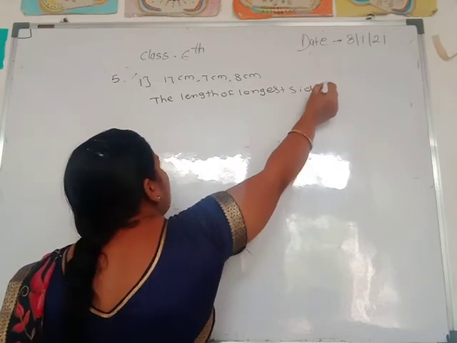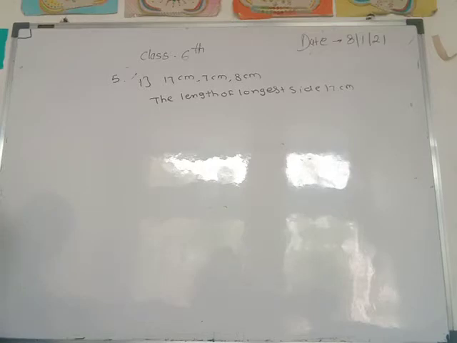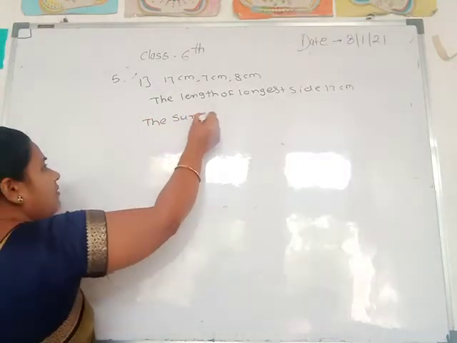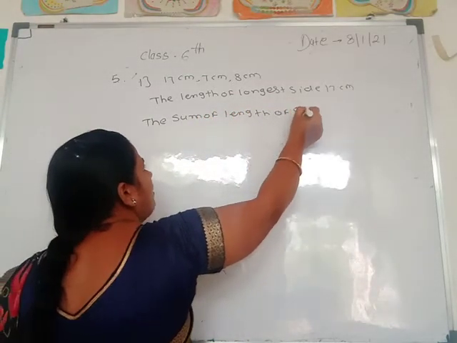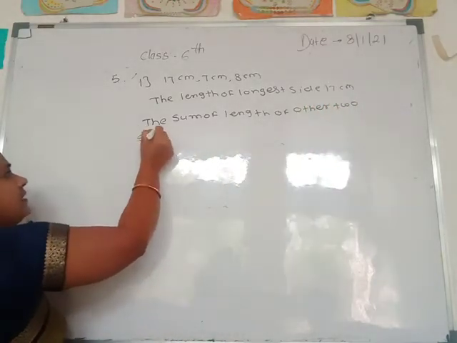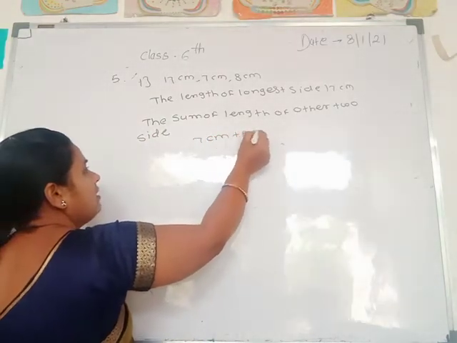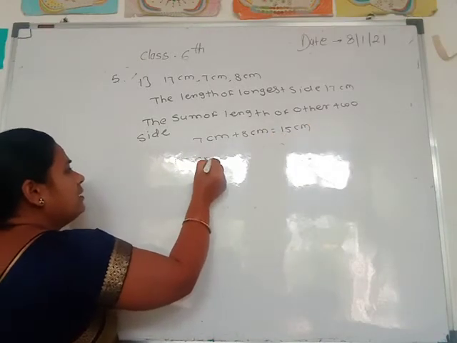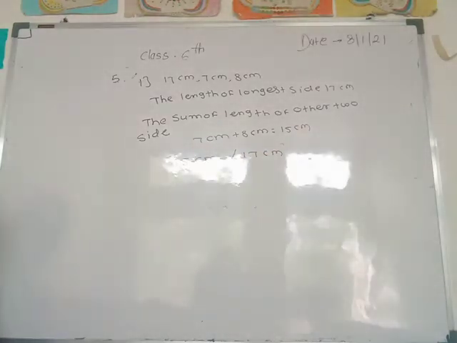Longest side here is 17 centimeter. The sum of the lengths of the other two sides. Which two sides? 7 centimeter plus 8 centimeter is equal to 15 centimeter. Then you write here 15 centimeter and here 17 centimeter. Which is greater? 17 centimeter.